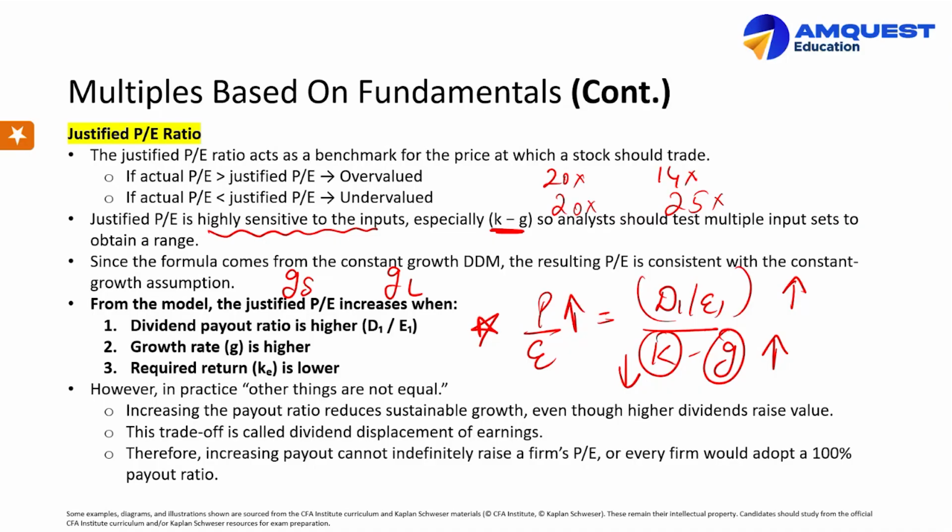So theory wise, this is good. However, in practice, if you think about it, if the company pays more dividend, तो आज मैंने पैसे दे दिए सब कुछ, तो मेरे पास ग्रोथ के लिए पैसे कम रहेंगे ना. तो अगर मैं डिविडेंड ज्यादा दे रहा हूं तो मैं फ्यूचर पोटेंशियल ऑफ द कंपनी को इंपेयर कर रहा हूं. So in practice, increasing the payout ratio reduces sustainable growth even though higher dividends raise value.